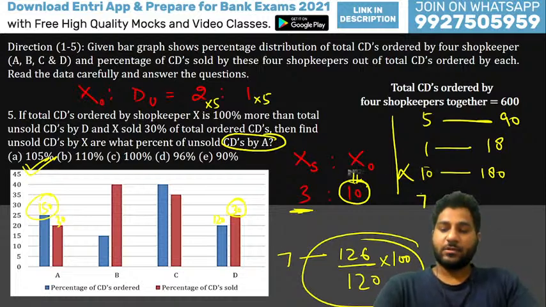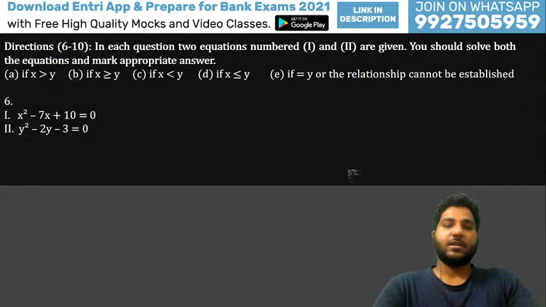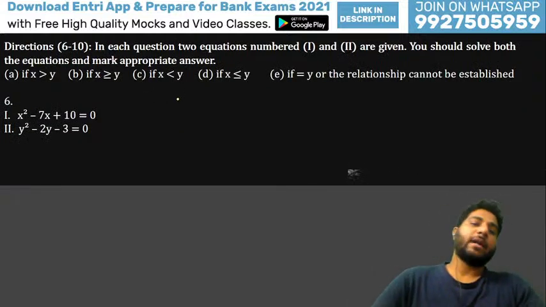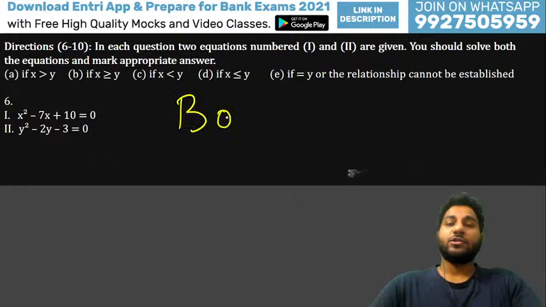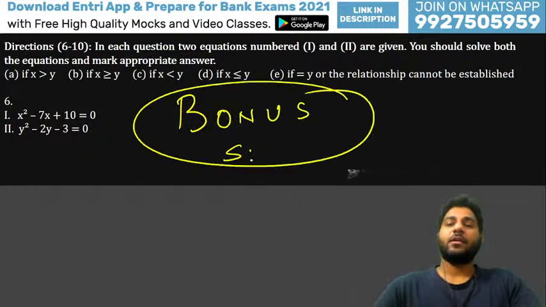Alright, so let's start the next section. It's a quadratic equation, and one thing is important that you should understand: it is a bonus section. Okay, bonus section. You can't let that go.